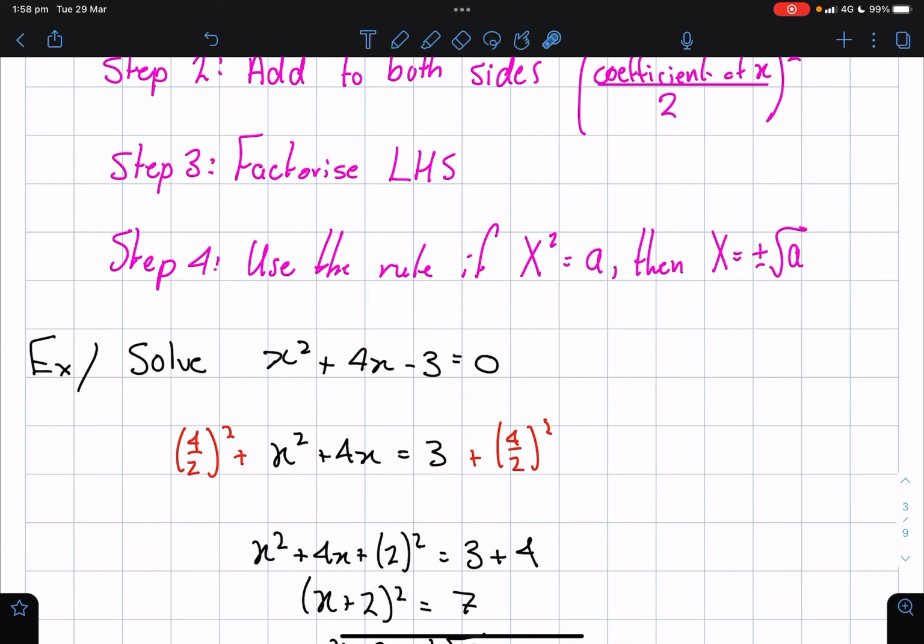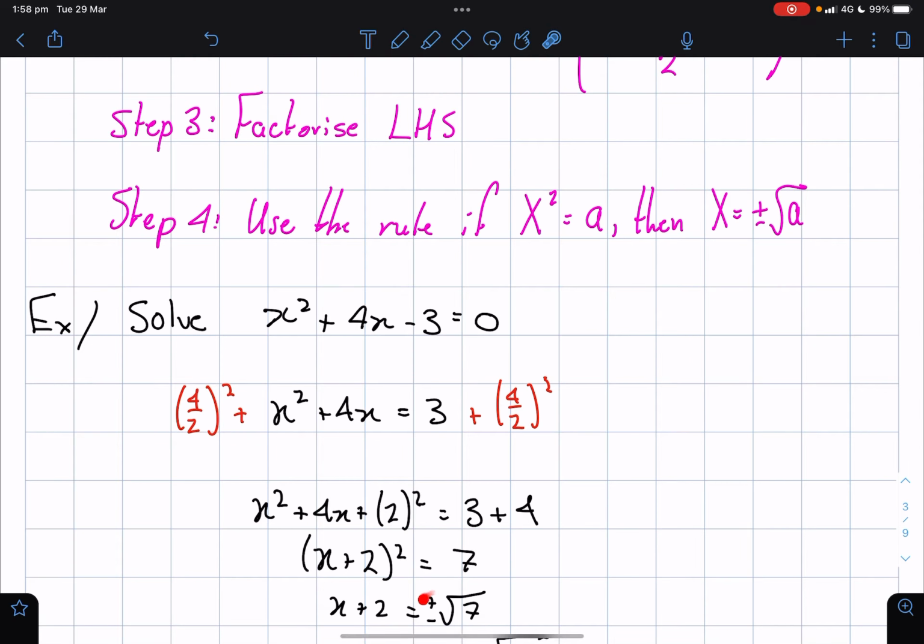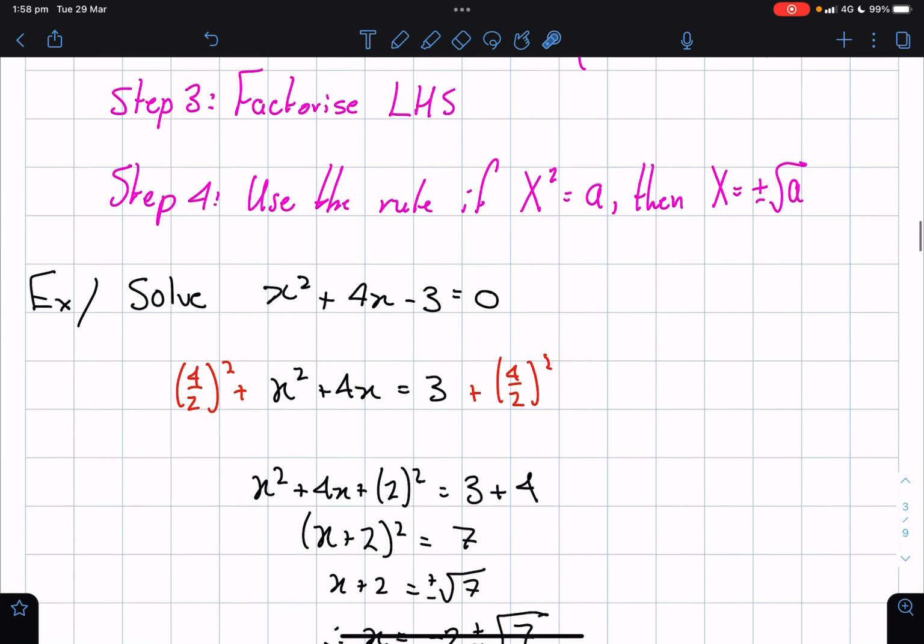This is where we now apply that step 4. So our big capital X here is our x plus 2, and our little a is our 7. So looking up here, we can see that x plus 2 by itself will equal plus or minus the square root of a. What we've done is taken the square root of both sides, but because we need to take into account the positive and the negative solutions, we have the plus or minus there. All right, so we've got x plus 2 equals plus or minus the square root of 7.